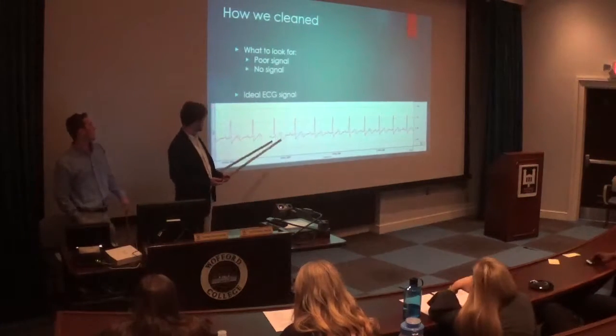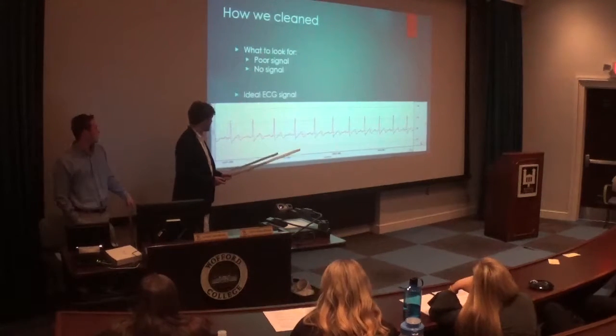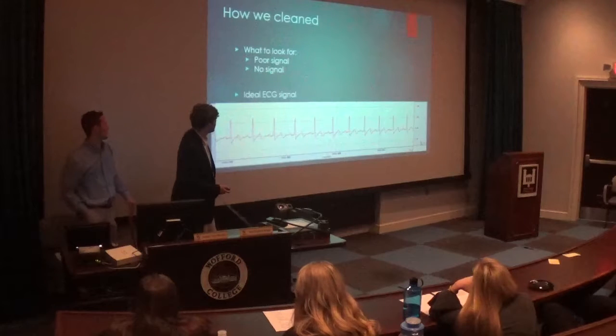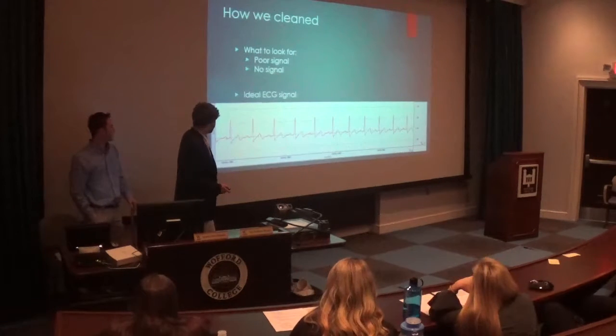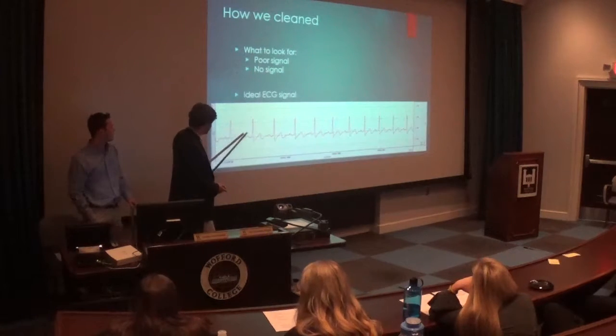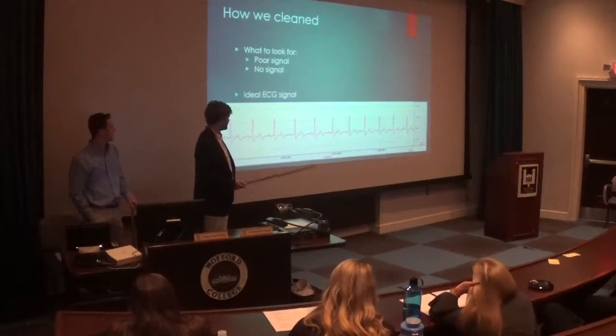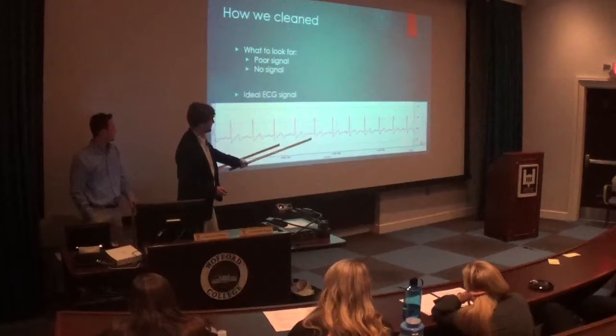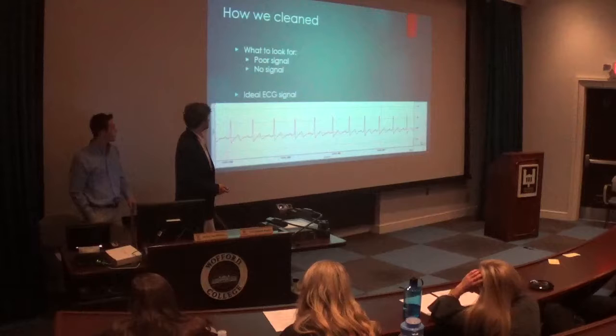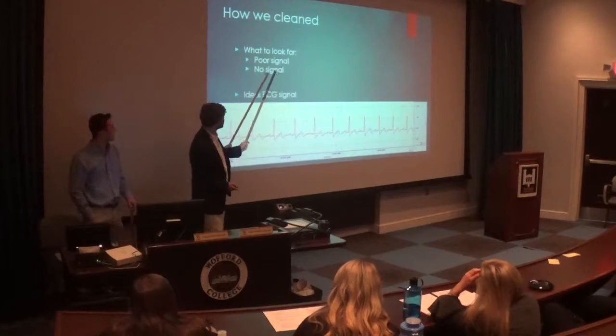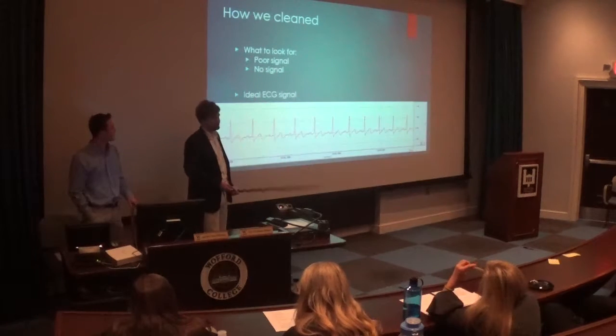So this is an ideal. This is our actual data that we recorded, and this is an ideal ECG signal. You can see consistent QRS complexes, and the program would easily be able to read those R peak values. What you want to look for is a poor signal and no signal. Those are the most common ones.